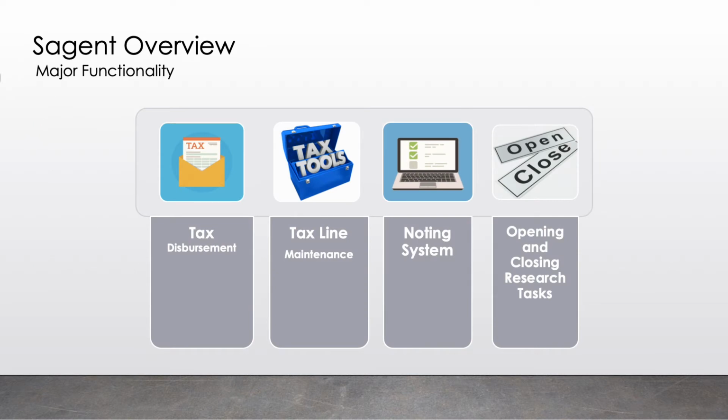We will be using the system for 4 main property tax servicing functions. These include tax disbursement, tax line maintenance, noting of actions in the system for the purpose of documentation, and opening and closing of research tasks.